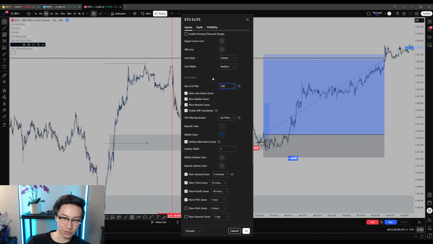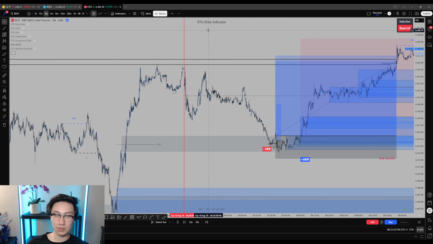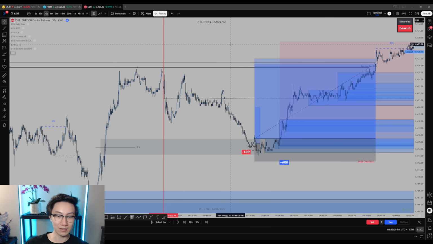Let me change this back to 100 so it doesn't lag as much here with the indicators. Again, if you guys are wondering what indicators I'm using, I'm just using my custom made indicators I programmed. If you're interested in them, you can click the link down below.